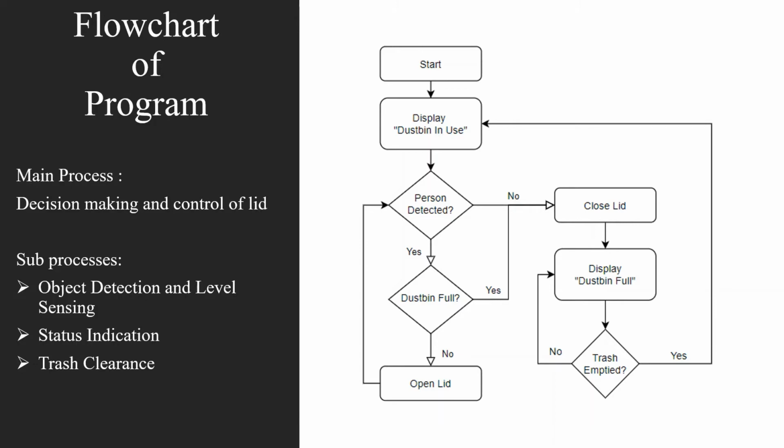And the sub processes that are involved in the program. One is object detection and level sensing, which is done by the ultrasonic sensors. The second one is the status indication, which essentially displays whether the dustbin is in use or it's full and needs to be cleared. And finally, we need to make a decision of when the trash is clear to reset and start the whole process again when the dustbin can be used again.